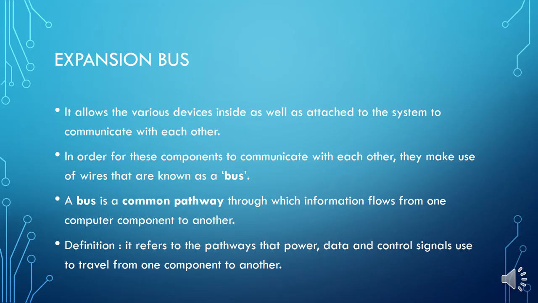So what is an expansion bus? An expansion bus is a pathway that power, data and control signals use to travel from one component to another component. It allows the various devices inside as well as attached to the system to communicate with each other. In order for these components to communicate, they make use of wires that are known as bus.